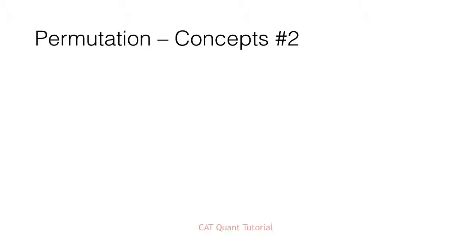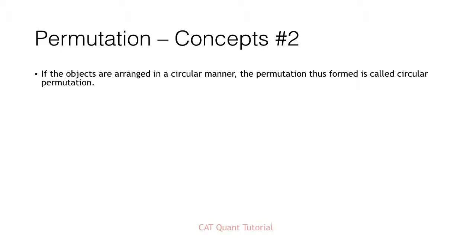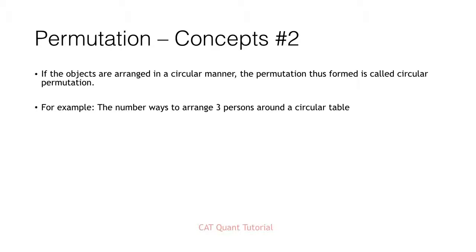Moving to the concepts, number part 2 of the whole permutation problems. This is basically when the objects need to be arranged in a circular fashion. When you want to arrange your objects around a circular table or in a circular fashion, it becomes a part of the circular permutation problems. For example, the number of ways to arrange 3 people around a circular table.